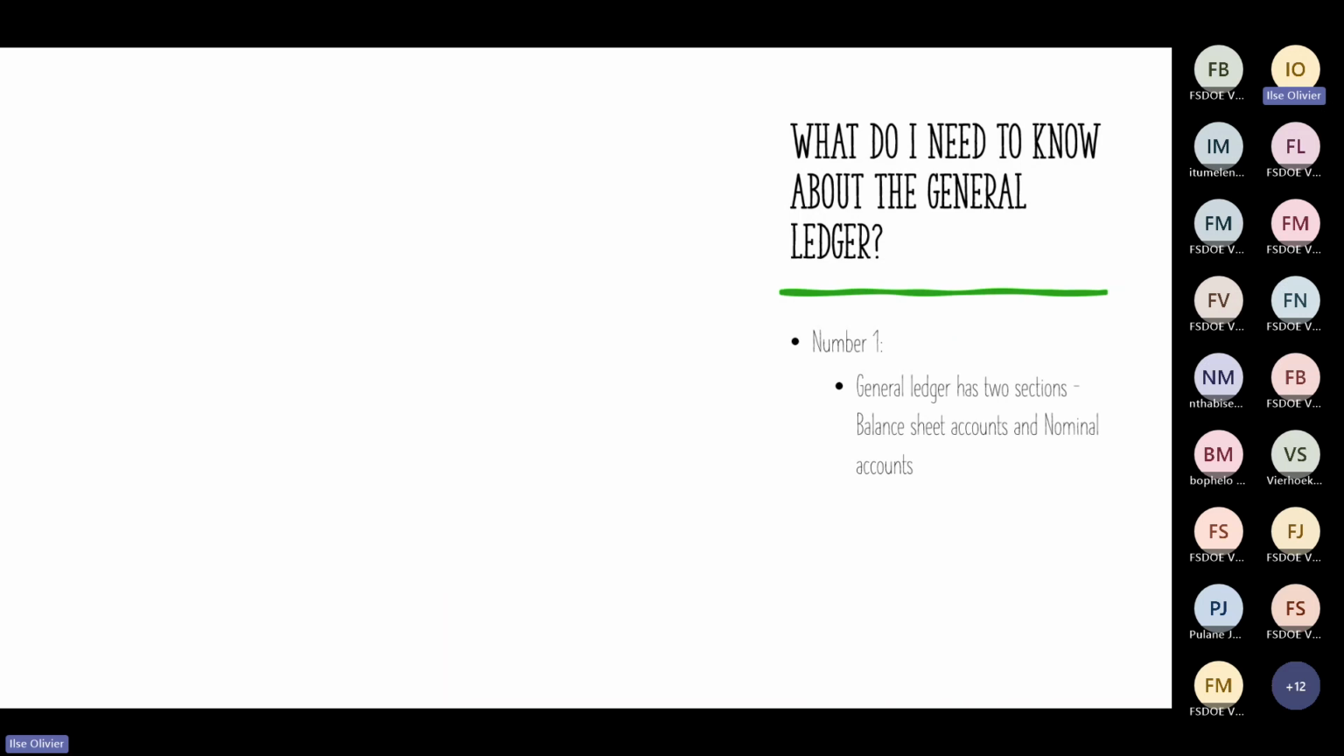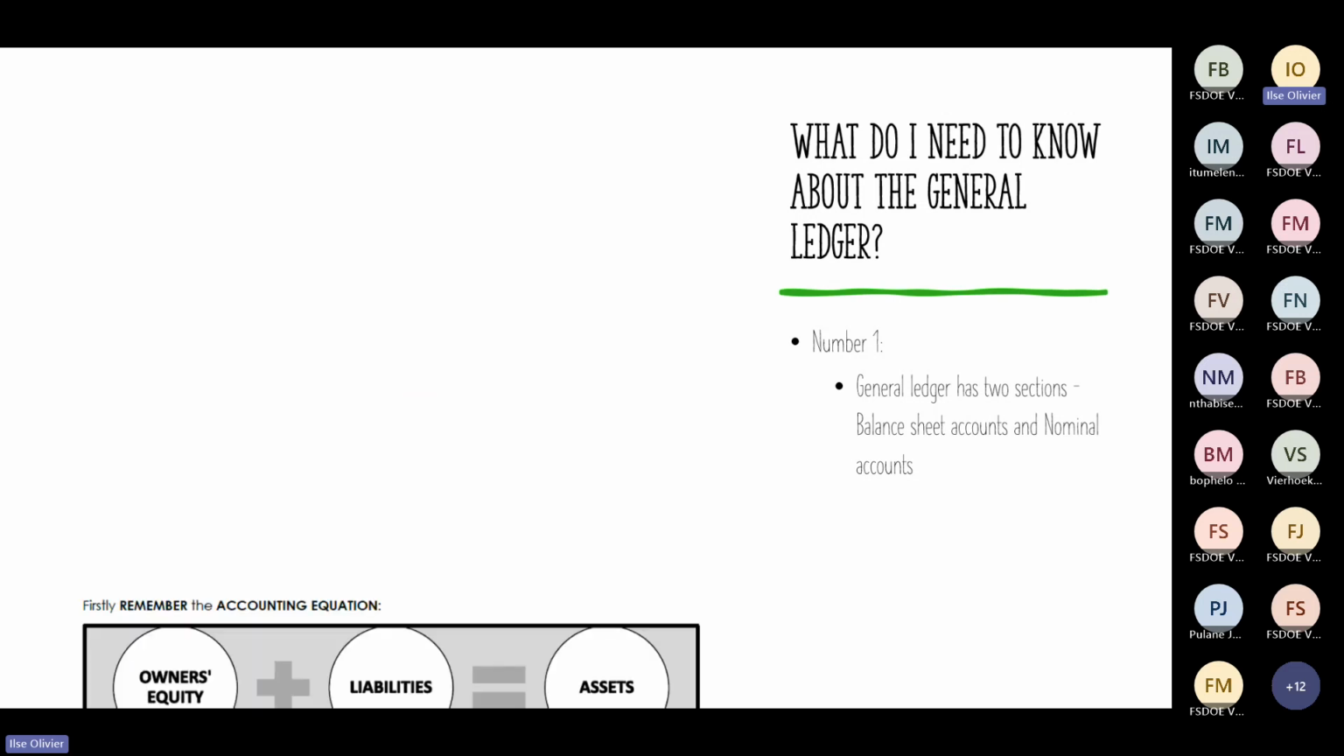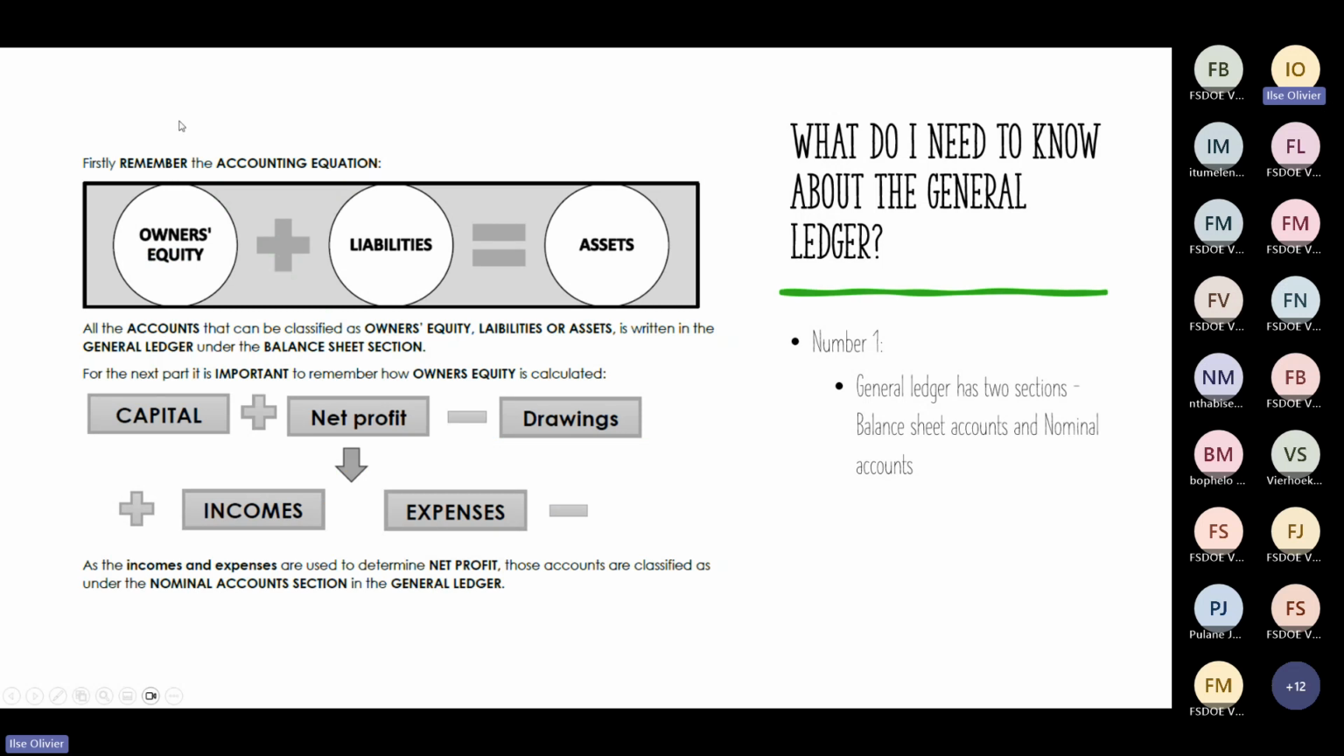Number one, you must know that the General Ledger has two sections. That's called the balance sheet account section and the nominal account section. You must remember that in the accounting equation, owner's equity plus liabilities equal your assets. So all the accounts classified as owner's equity, liabilities, or assets are written in the general ledger under the balance sheet account section.